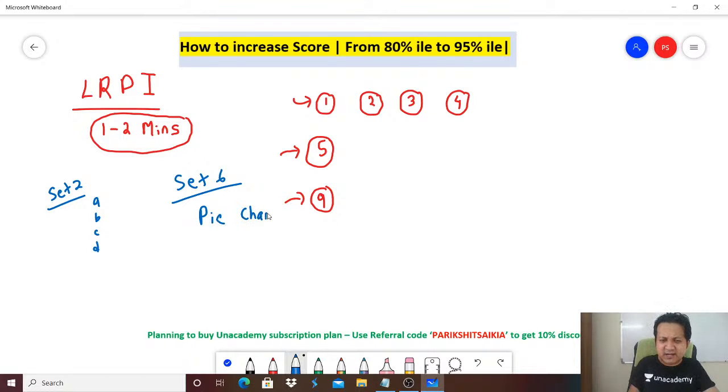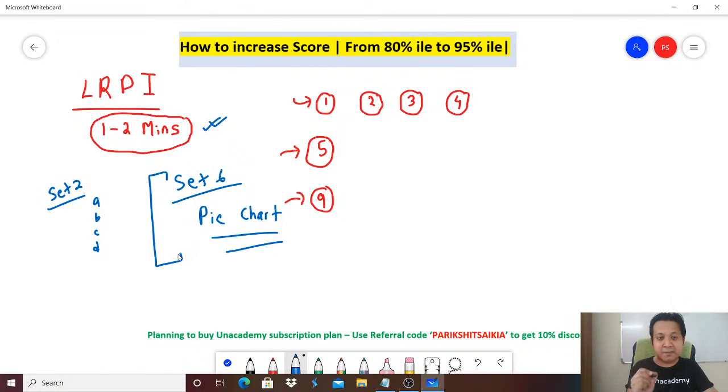Now, for obvious reasons, a pie chart is something that you have already done before. Percentage increase, percentage decrease. So at the end of the first 1.5 to 2 minutes, you are going to come back and solve. At the end of 2 minutes, you decide that I'm going to start with set number 6, because that is something I know and I have done before, I am comfortable with. So that means these are traditional DI or LR sets. When I say traditional, I basically mean something you have already done before.